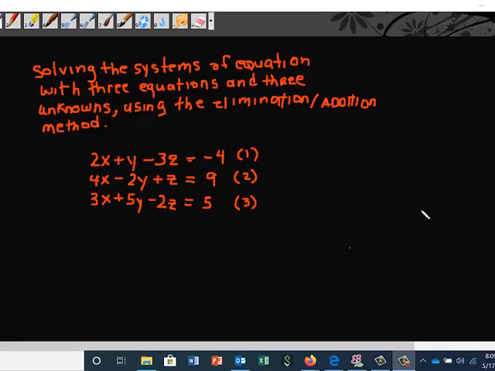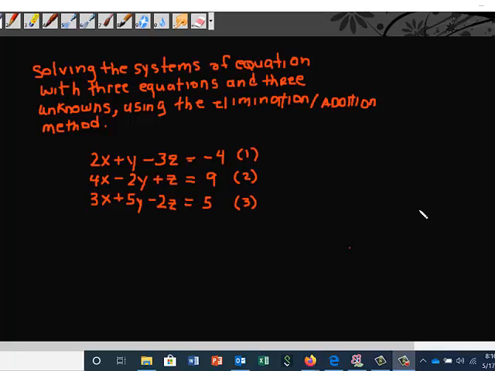Hello, in this video, we will be solving systems of equations with three equations and three unknowns using the elimination slash addition method. As we see, we have a problem with three equations and three unknowns, x, y, and z. Sometimes when you're solving these systems, the unknowns will be denoted as x of 1, x of 2, and x of 3. But in this case, our unknowns are x, y, and z.